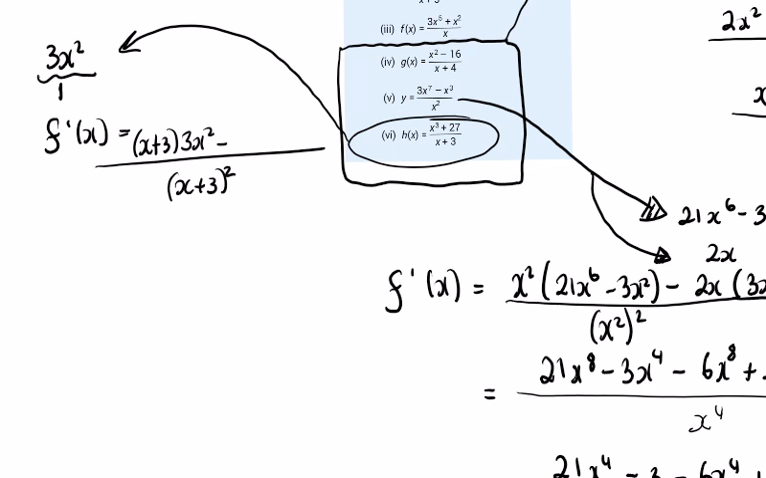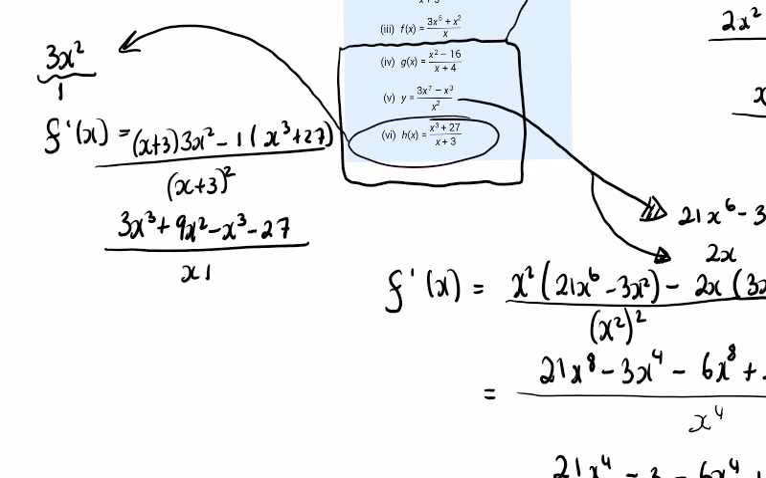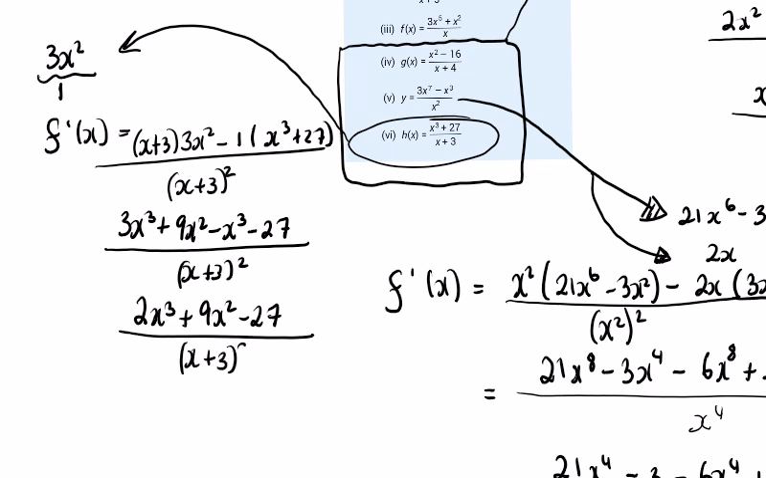minus the bottom by the top differentiated. Sorry, we've had the bottom by the top differentiated minus the top by the bottom differentiated, and so we just have a 1 for the bottom differentiated, x cubed plus 27. So that's going to give me 3x cubed plus 9x squared minus x cubed minus 27 over x plus 3 to be squared, which is going to give me 2x cubed plus 9x squared minus 27 over x plus 3 to be squared.